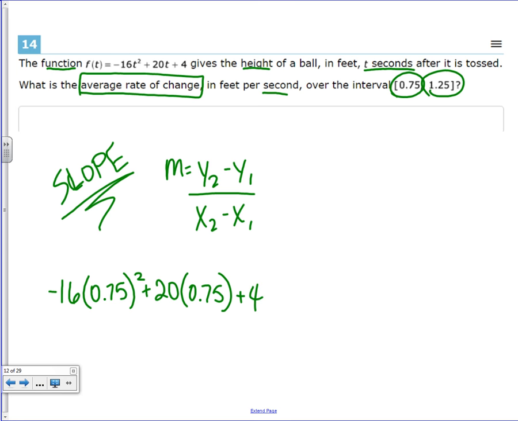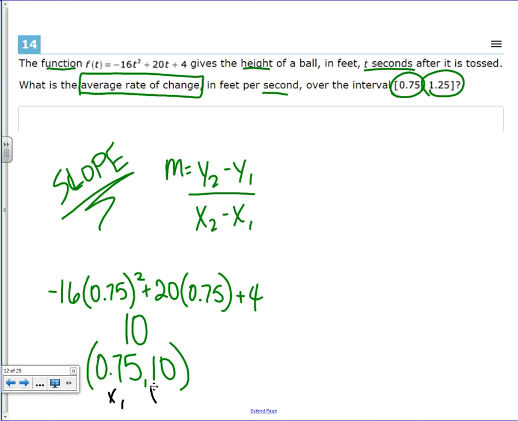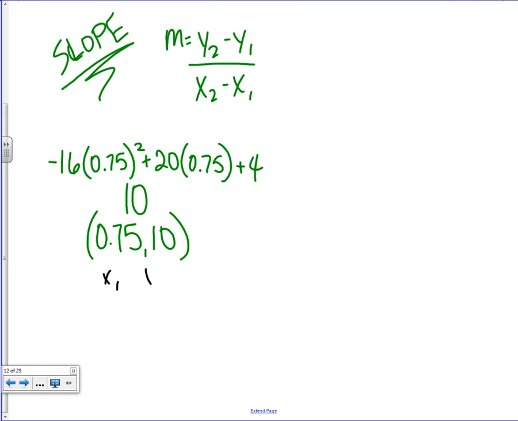And when you type that in, you should get 10, which means the point would look like that. So this is going to be my x1 and my y1. Okay, let's do it again.